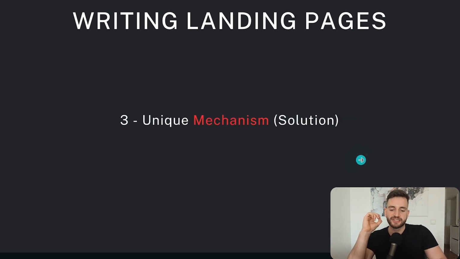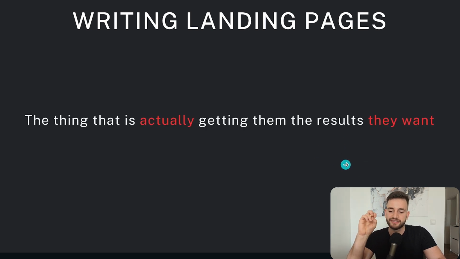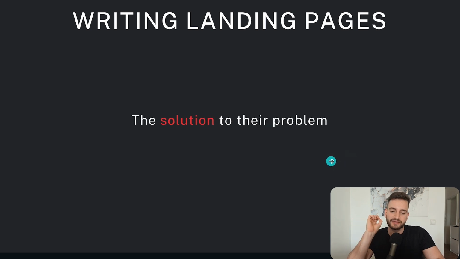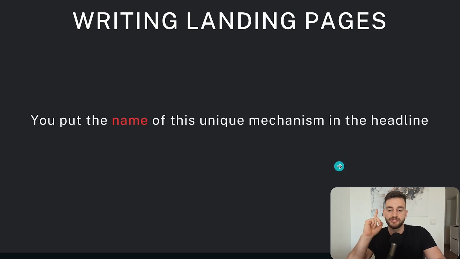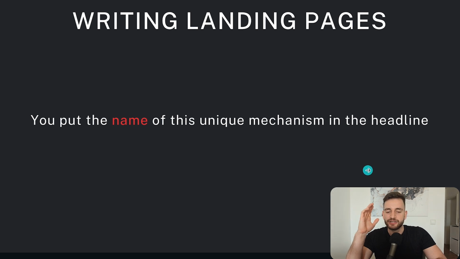Third principle will be the unique mechanism, or in other words, the unique solution you are going to provide to them so they can solve their problem, guys. This is where you tell them about your unique method, the new opportunity kind of, the thing that is actually getting them the results they want to see, the solution to their problem. And you need to put the name of this unique mechanism in the headline, like instead of dropshipping, you say something like the instant retailing method. So just give a name to the unique mechanism so people think, oh, this is a new thing. This is not like the typical dropshipping. I have to try this out. So yeah, it's basically just marketing.